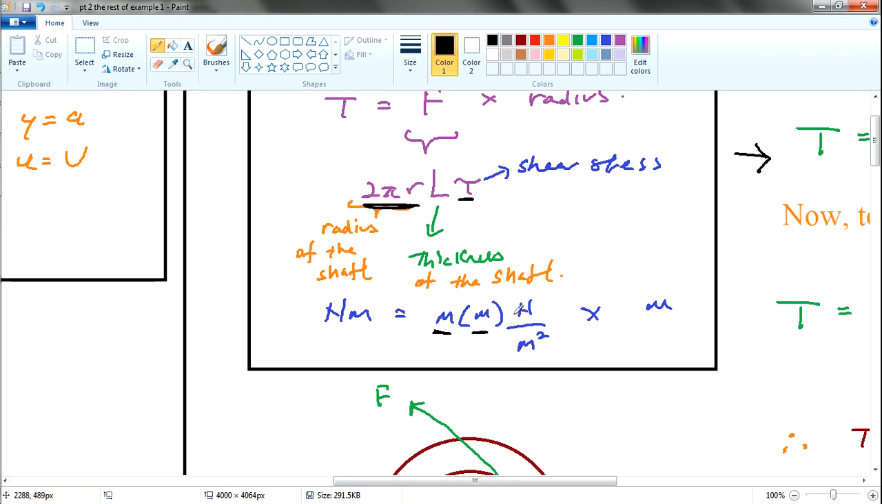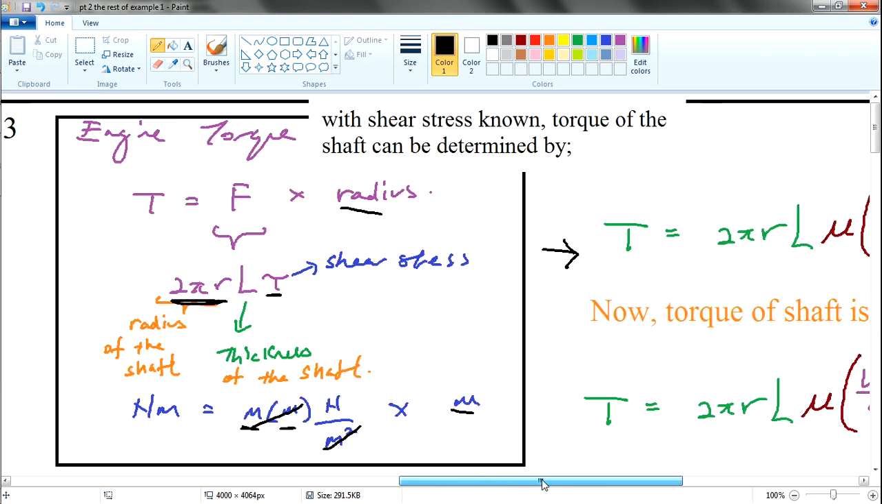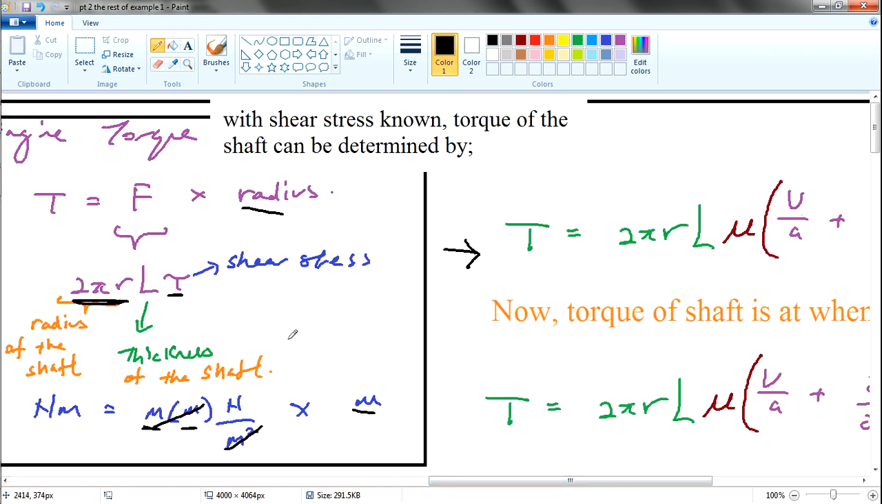So therefore, we can actually cancel out. You have Newton times the radius, which is meter, so this is cancelled. So Newton meter. This is a general, quite neat formula. And this thickness is the thickness of the shaft. So what does this mean?